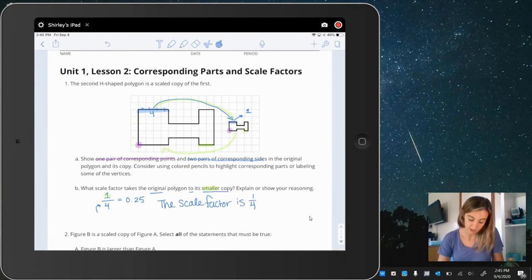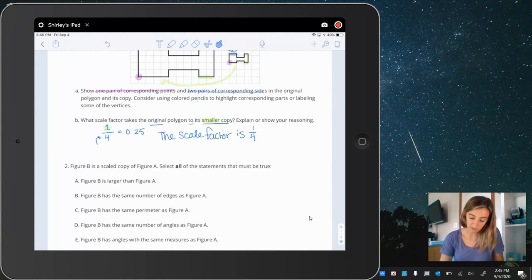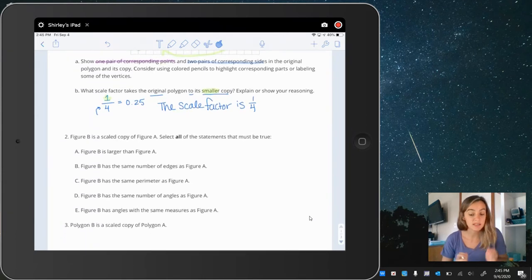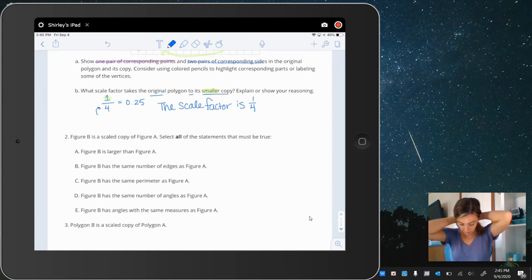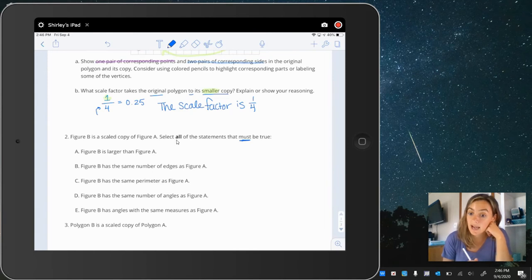Question 2. Figure B is a scaled copy of figure A. Select all of the statements that must be true. So we're going to read through them. Sometimes we might have to read through something more than once, but let's start with statement A. It says figure B is larger than figure A. Pay attention that it says it must be true. If figure B is a scaled copy of figure A, does that mean B has to be larger? Well, no. I can have scaled copies that are smaller, right?